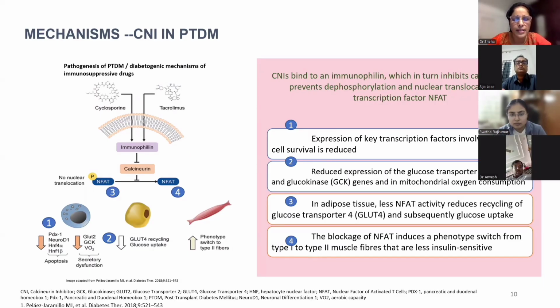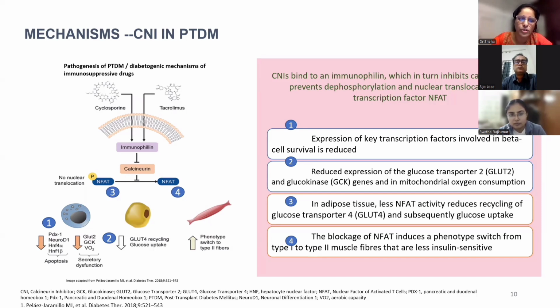In the beta cells, the expression of the key transcription factors for beta cell survival will be reduced. So it results in apoptosis of the beta cells, and the reduced expression of the GLUT2 and glucokinase genes, and mitochondrial oxygen consumption will be decreased. That results in secretory dysfunction of the beta cells.